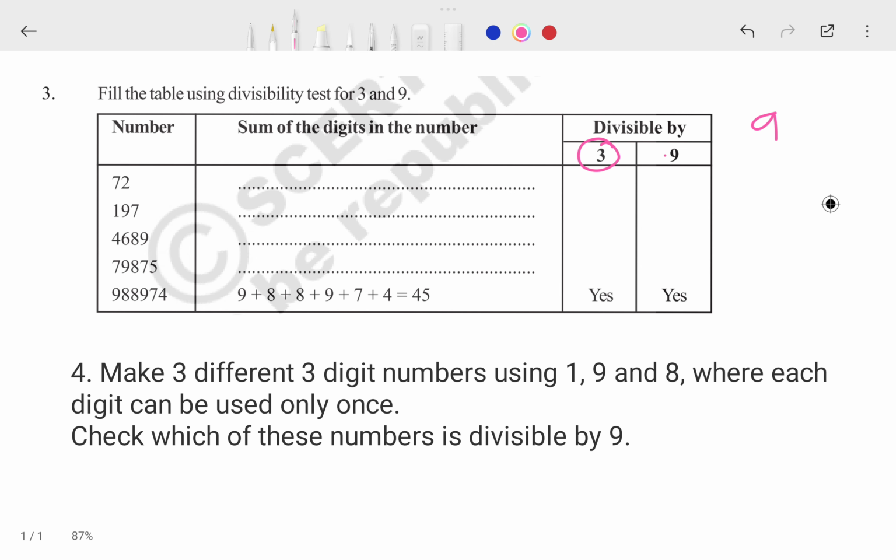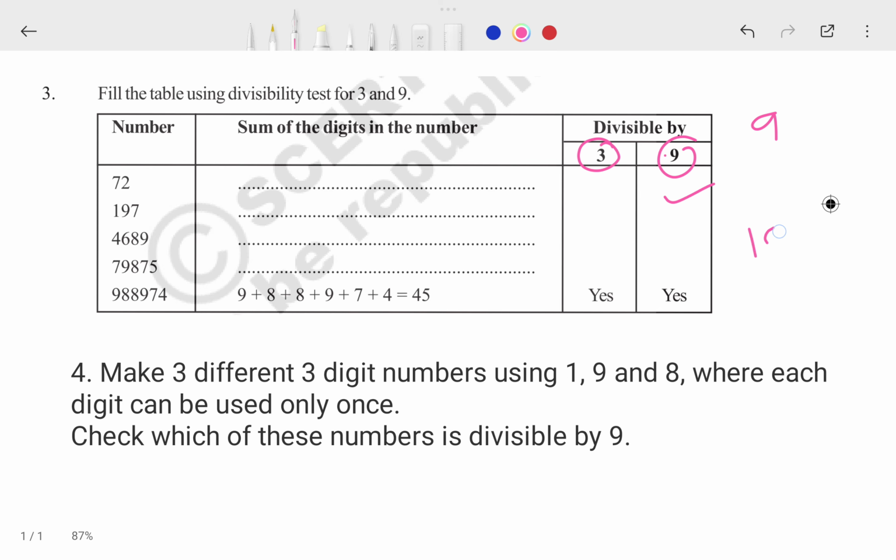The divisibility rule of 3 is to add the digits, and if the sum is divisible by 3, the number is divisible by 3 also. What is the divisibility rule of 9? It's the same. Whatever number is given, add its digits. If that sum is in the 9 table, the number is also divisible by 9.